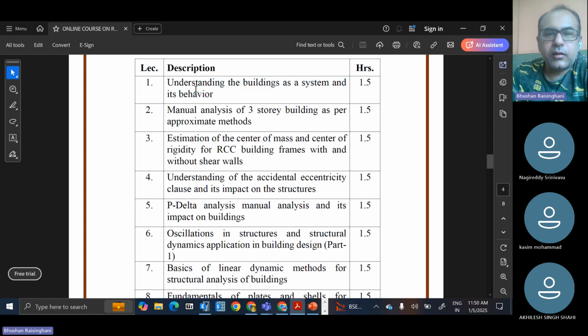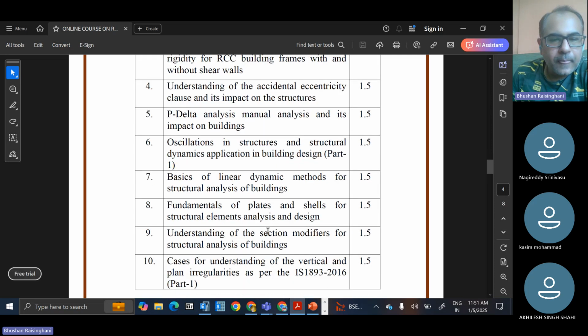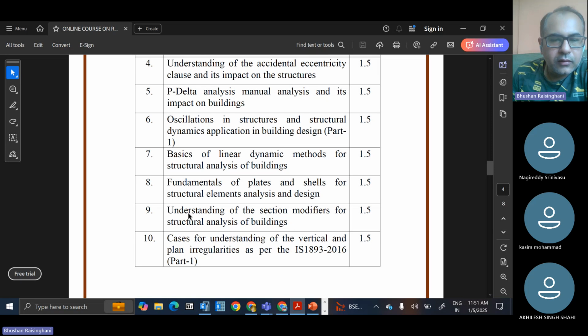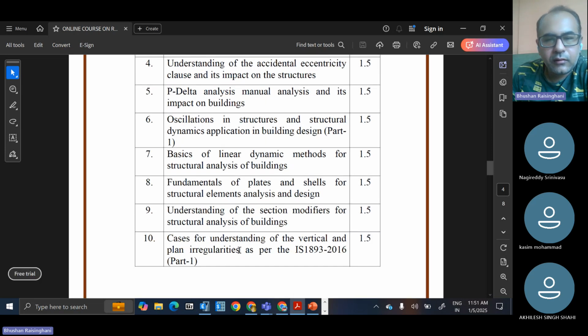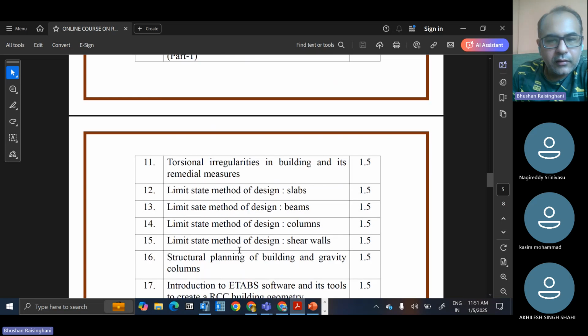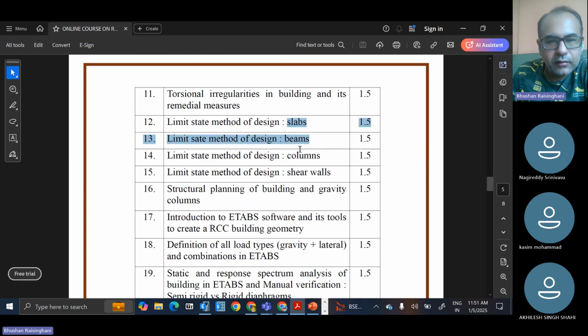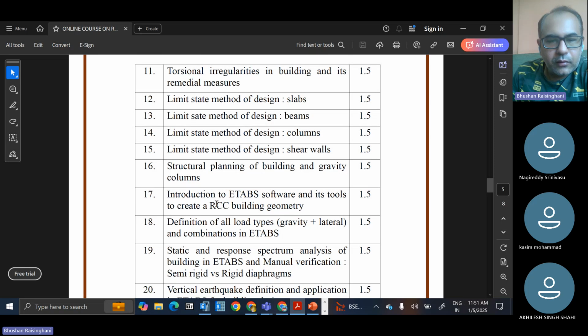Why are we going into the theory part? I have kept the initial sessions mostly on the theory part. Whatever understanding we should have, we should get up to this much part of the lectures, up to 9 or 10 lectures. We should be clear with the theories, and after that, design is going to be covered. Then we are going to have the introduction to ETABS in the 17th lecture.